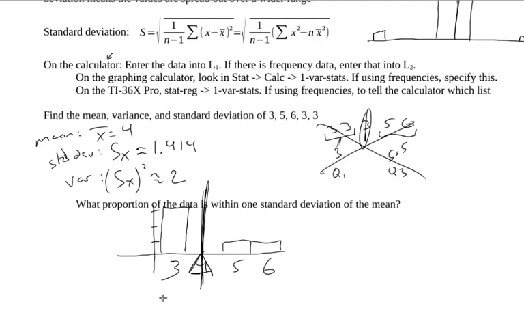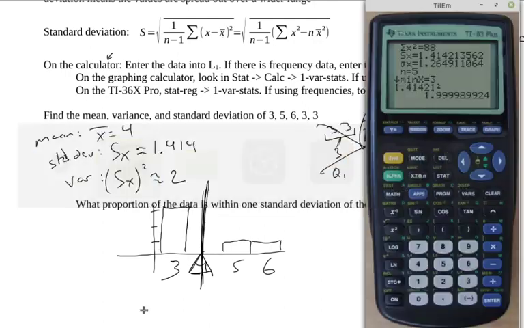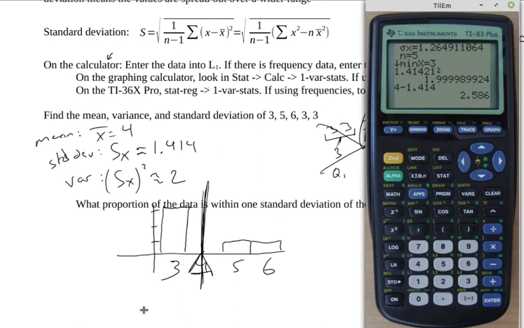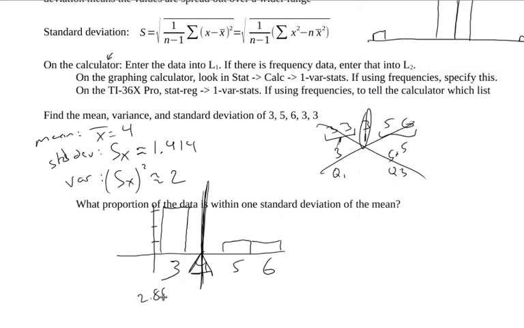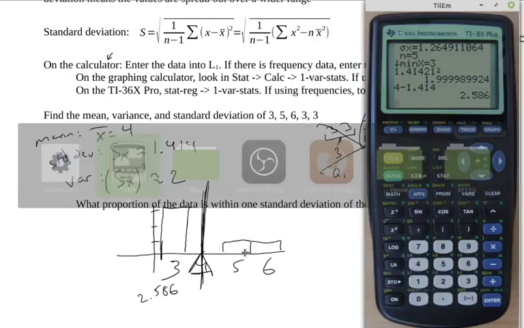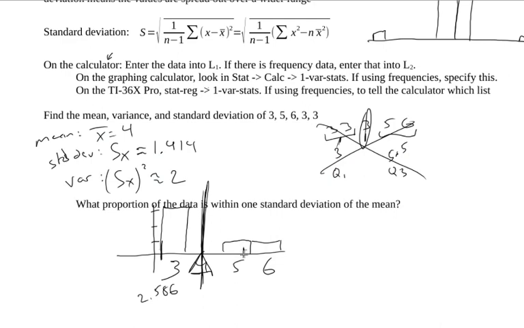So let's see, the mean is 4. If I take one step to the left, I would get 4 minus 1.414, I would get 2.586. So I would include all of those 3 values. Okay, if I was to go one standard deviation to the right, I would get 5.414. That would be just over here. So if I ask this question, what proportion of the data is within one standard deviation of the mean?